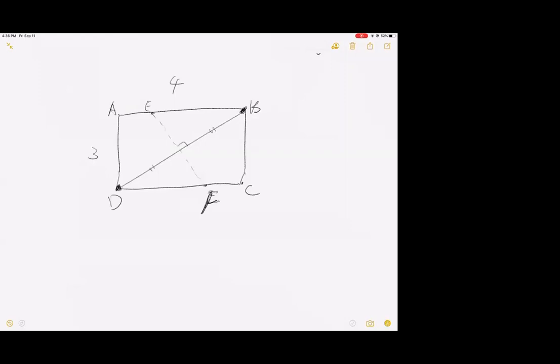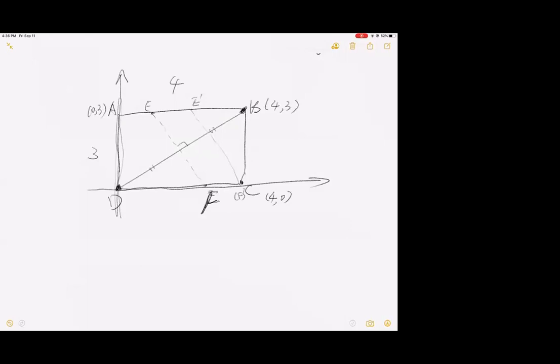Okay, make F on C. So then I put it on a coordinate plane. Let me do E prime and F prime. I made D the origin. A is the point (0, 3), C is the point (4, 0), and B is the point (4, 3).